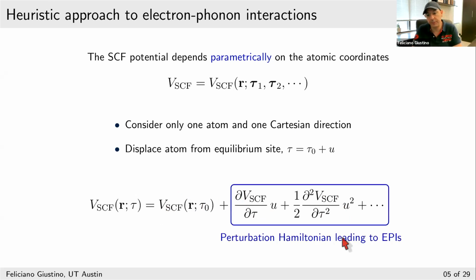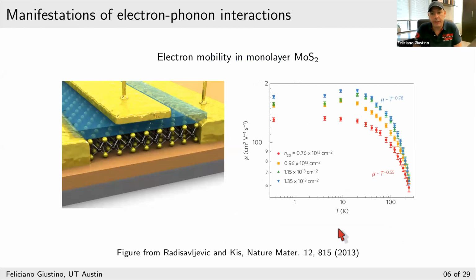Whatever follows is what we can consider the perturbation Hamiltonian that leads to electron-phonon interactions, okay? So electron-phonon interactions correspond to having these displacements, u squared, and so on, different from zero. So the goal of this first lecture is to understand what we can learn by examining this perturbation Hamiltonian and how we can deal with that. So before getting there, let me give you 4 examples of what happens as a result of electron-phonon interactions.